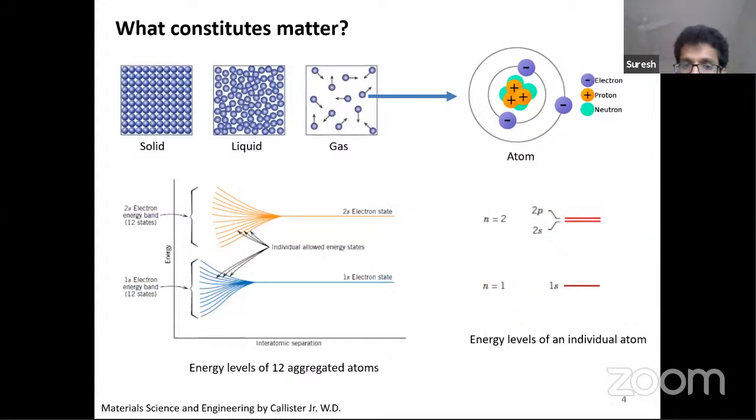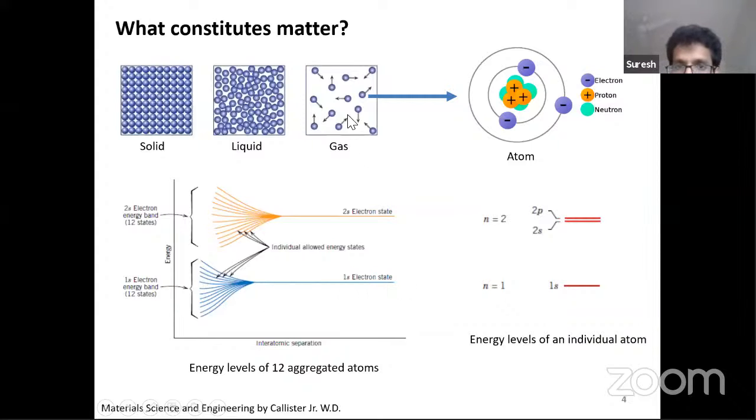So the 1s electronic state now will split. If there are 12 atoms, it will split into 12 electronic states. Similarly, the 2s electronic state also will split into 12 electronic states, right? So that it doesn't violate Pauli's exclusion principle. You can have individual electronic states when the atoms are far apart, but when they come closer and closer, the graph here shows interatomic separation versus the energy band, energy levels, right?